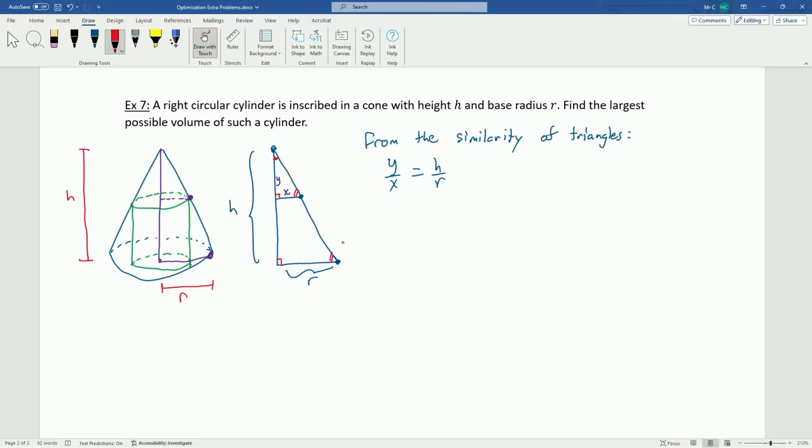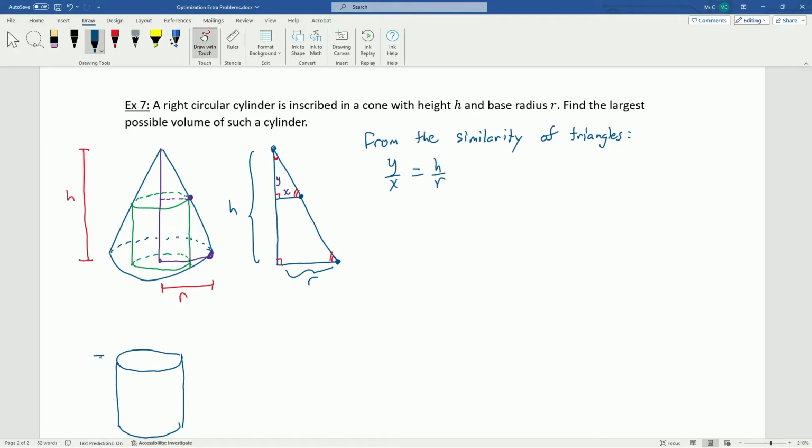Okay, so y over x equals h over r. That gives me a relationship between the parts of this triangle. But that's not quite what I need, because what I need is a relationship for the cylinder. The setup part here is tricky, but once we get it, hopefully you'll see that using this similar triangle actually makes the calculus part of the work pretty easy.